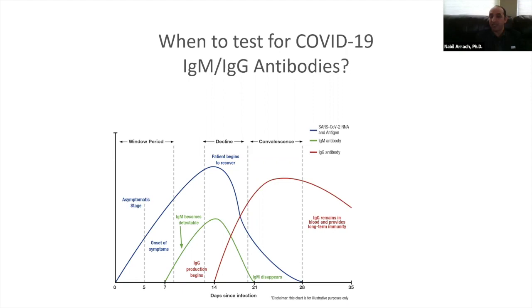The IgM peaks at 2 weeks. So if you're trying to detect IgM, that's where you get it, at 2 weeks. And IgG peaks at 4 weeks. So IgG is more of a long-term antibody, and therefore, if you want to really get the good answer, you should go with IgG, and you should wait approximately a month after the first exposure or symptoms.